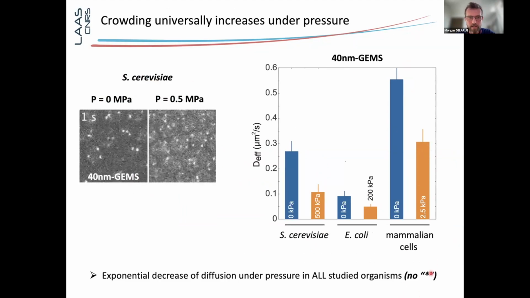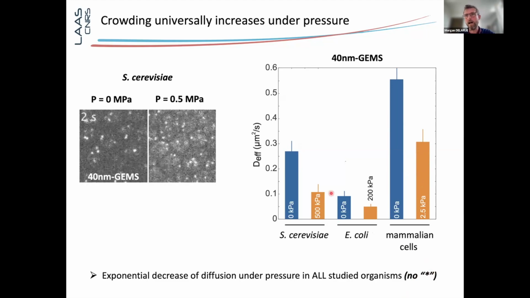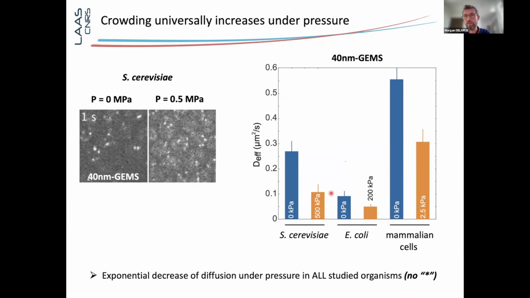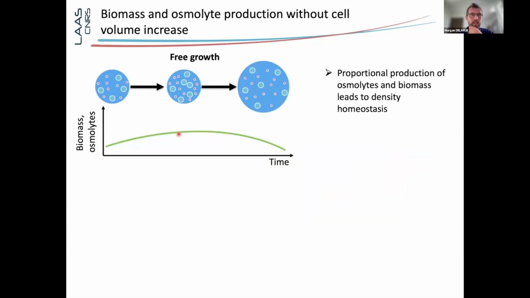And this time, there's no asterisk. That we find for any organism that we study. So as the cells are under pressure, they are more viscous. And because they are more viscous, biochemical reactions go down. So, and that will be my last slide. That's the message I want to convey of how cells grow when they are confined.